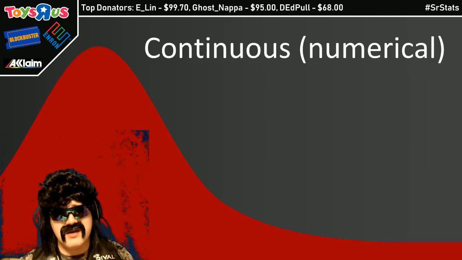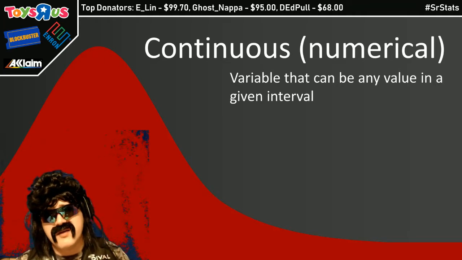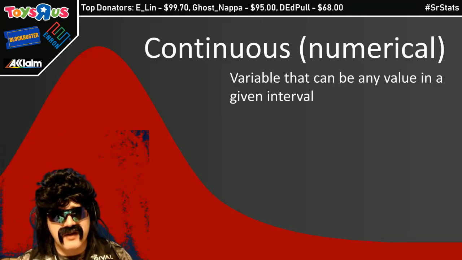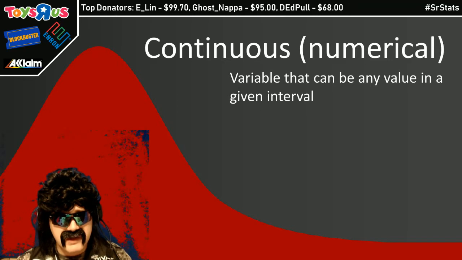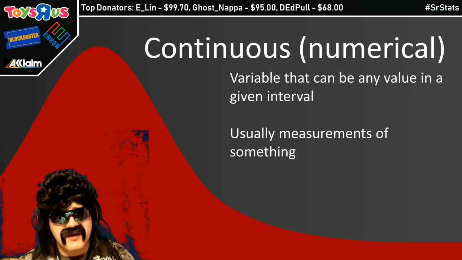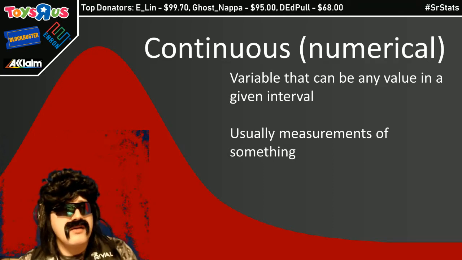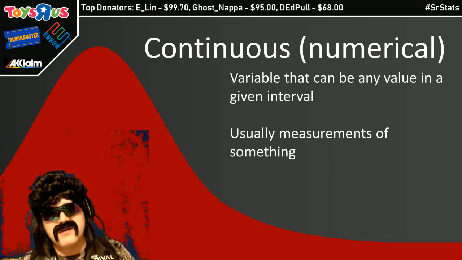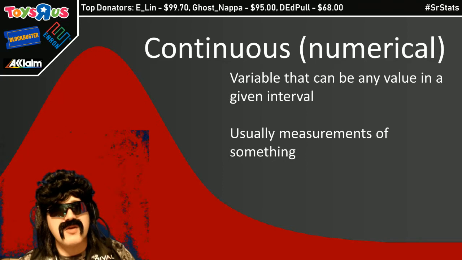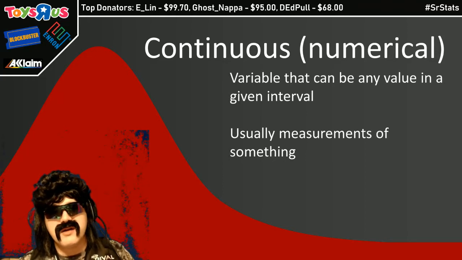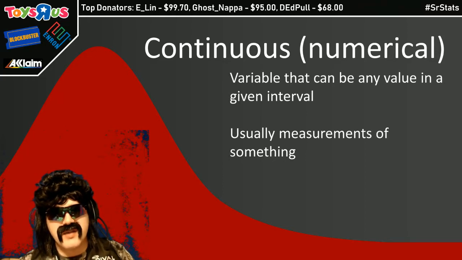Then we go to continuous. Continuous are variables that can be any value in a given interval. Usually a measurement of something. With this, it's basically how long something is, how far it is for something, how much something weighs. These would be all different examples of continuous numerical variables.